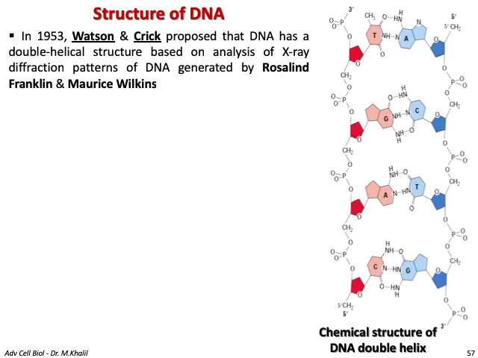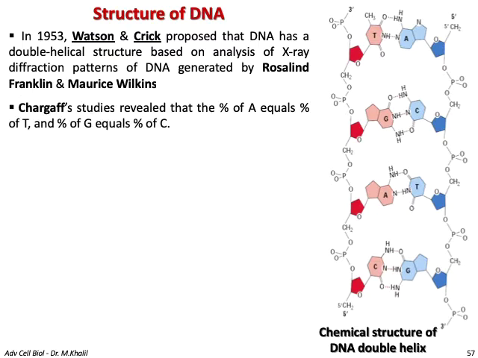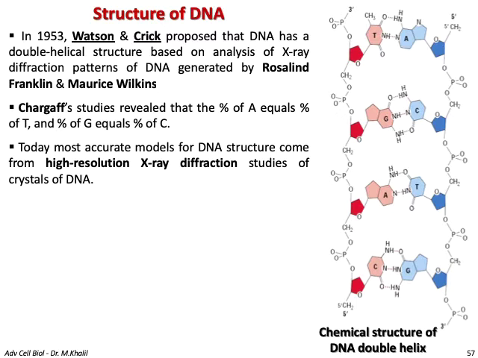The structure of DNA, of course, was discovered by Watson and Crick, although a lot of data had been generated previously by Rosalind Franklin and Maurice Wilkins. The chemical structure, according to Chargaff's studies, revealed that the percentage of A equals the percentage of T, as well as the percentage of G is equal to the percentage of C.